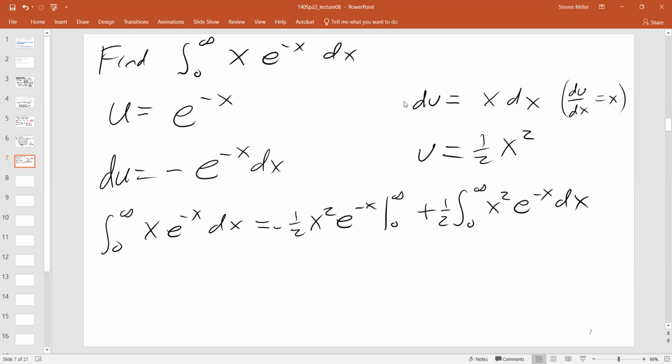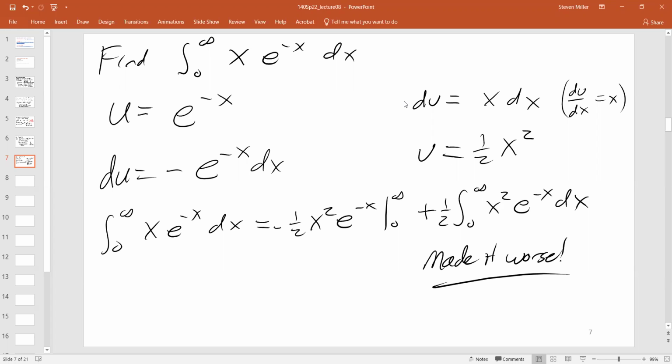So do you think this was a good choice at the end of the day or a bad choice? What do you think? We started off with an integral of x e to the negative x, and now we have an integral of x squared e to the negative x. Thoughts? Yeah, this made it worse.